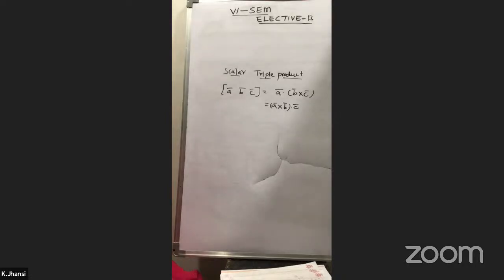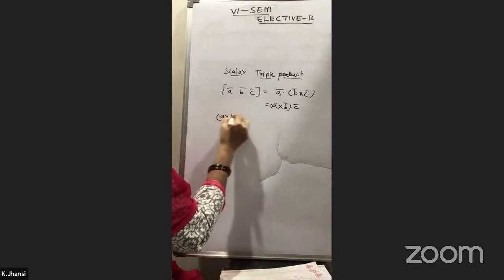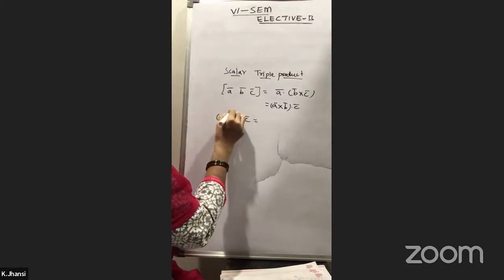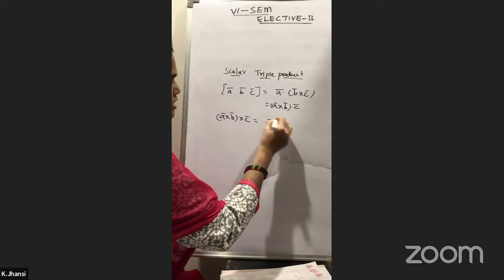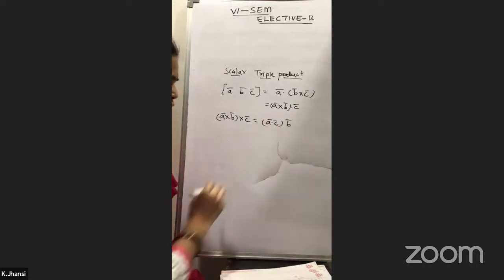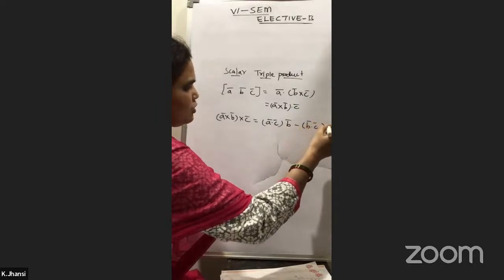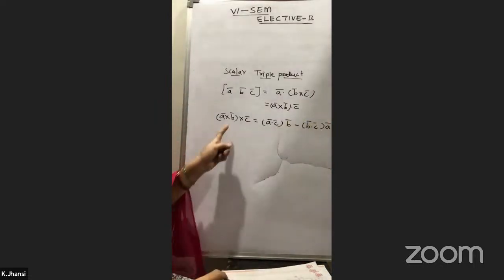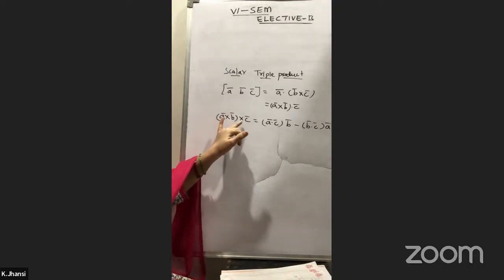And if he's asking to find A cross B cross C, one more formula will be there. For this one, the formula is A dot C into vector B minus B dot C into vector A. This is the important one. On this, the questions will be asked for 5 marks. A cross B cross C.